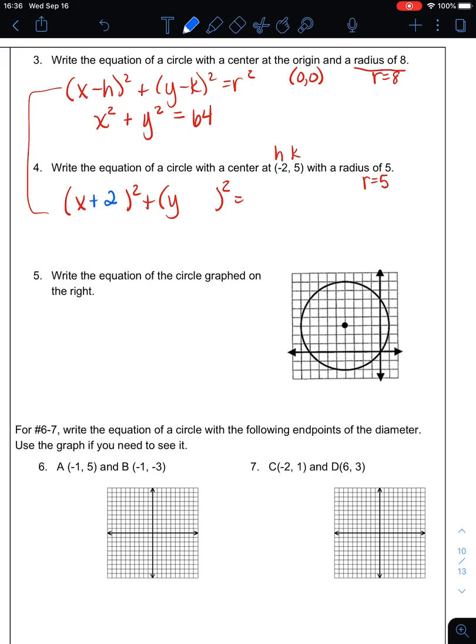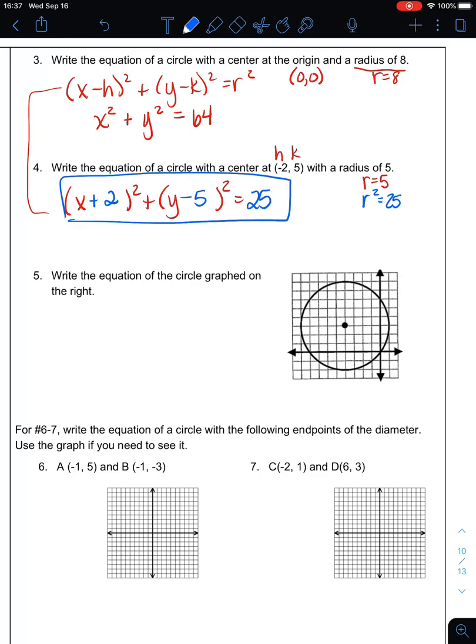So h is negative 2, which means I put it as plus 2 when I put it back in the equation. k is 5, so I put it as negative 5 when I put it in the equation. Remember, when it goes into the equation or comes out of the equation, it's the opposite of what it is when it's the center. The radius is 5, so r squared is 25. And so that is the equation of that circle.